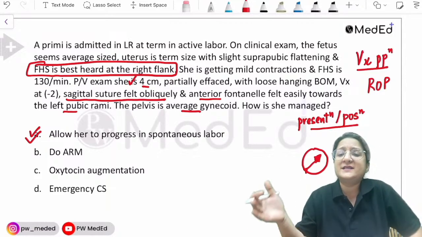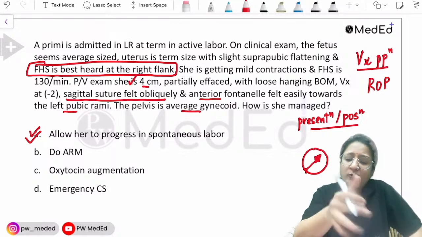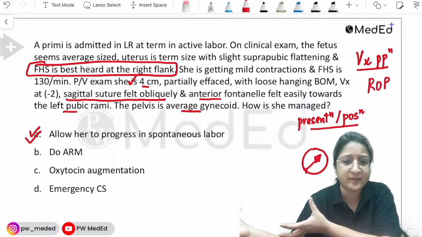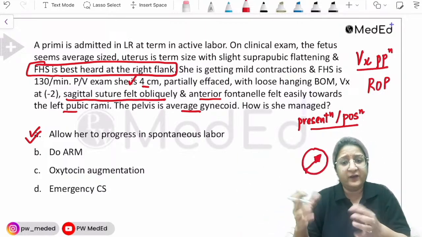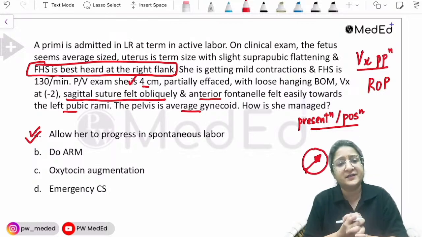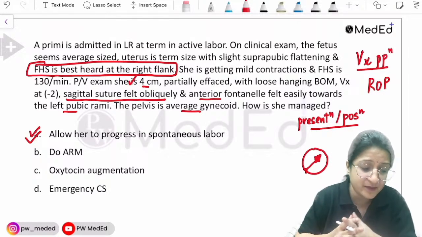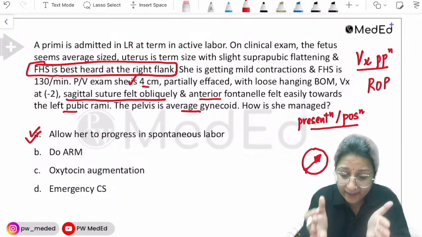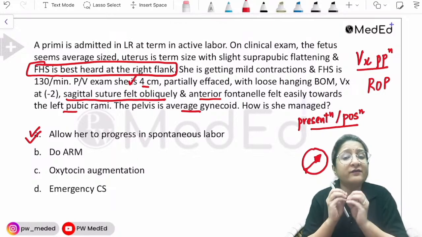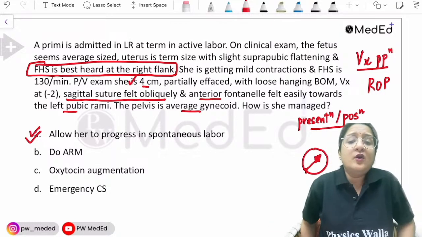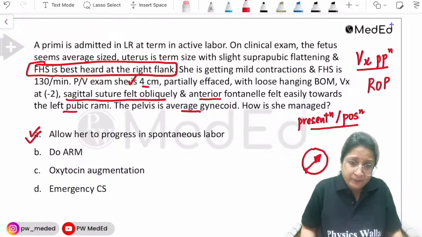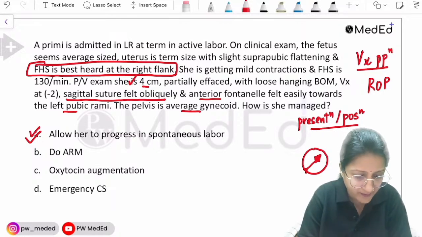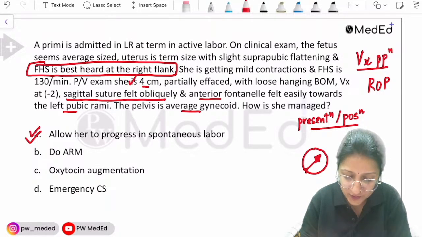If the labor progress is slow, let's say 4 hours down the line, 6 hours down the line, there is no progress at all, then we may think of giving oxytocin augmentation to increase the contractions. And definitely not an emergency cesarean section right now. In this clinical question, they are in no way mentioning that the progress is slow or arrested. So allow her to progress in spontaneous labor. That's the correct answer for this question.